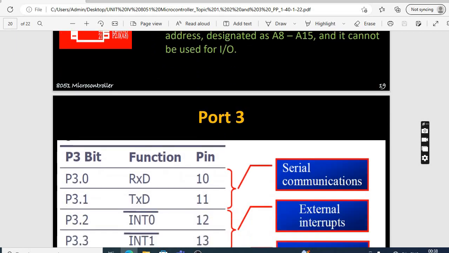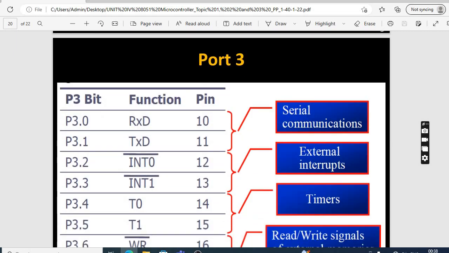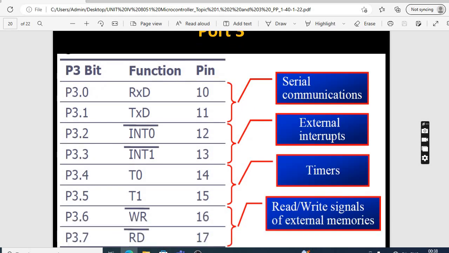Port P3. Port P3 is meant for serial port communications. There are 8 pins available, and these pins are meant for special functions: serial port communication, 2 of the pins for the interrupts, 2 for the timers, and one for write and one for read operations. Do you know what an interrupt is? An interrupt is the temporary suspension of the currently executing program or instruction. For instance, when you are talking, if I interrupt and say please don't talk, that intervention is what we call an interrupt in the 8051 microcontroller.